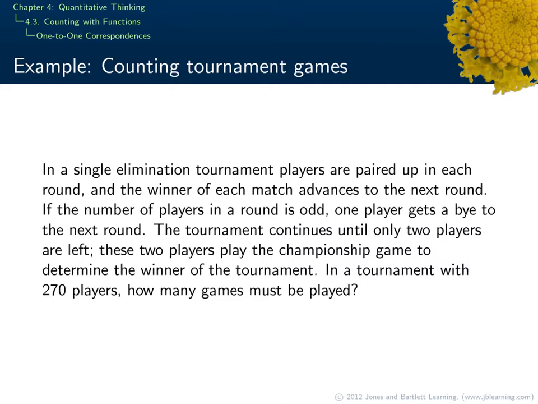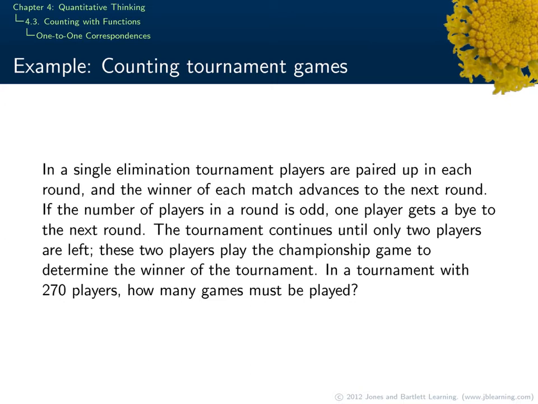Okay, here we're going to use the corollary on the previous slide to count games in a single elimination tournament. So here we have a single elimination tournament. Players are paired up in each round, and the winner of each match advances to the next round. If the number of players in a round is odd, one player gets a bye into the next round. The tournament continues until only two players are left. These two players play the championship game to determine the winner of the tournament. So if the tournament has 270 players initially, how many games must be played?